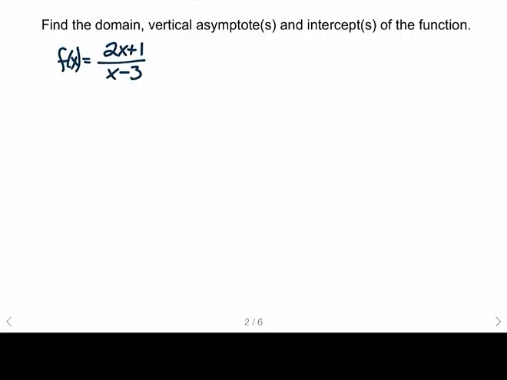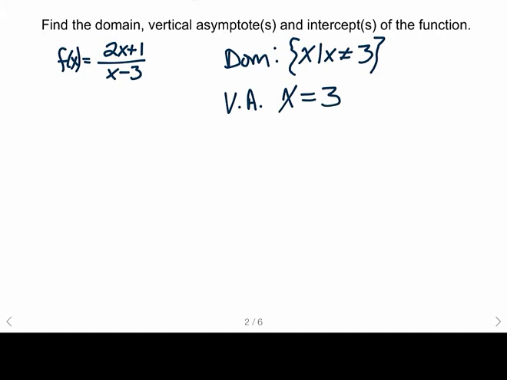Let's get to work. Our first example, here we have f of x is equal to 2x plus 1 over x minus 3. Find the domain, vertical asymptotes, and intercepts of the function. First, we're going to find the domain. The domain, since the denominator is x minus 3, is going to be the set of x such that x does not equal 3. Remember, we don't want to zero out the denominator. This rational expression is reduced, nothing will divide out, so we can go straight to our vertical asymptote, which is going to be the vertical line x equals 3.